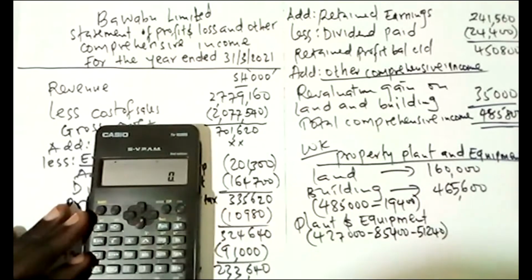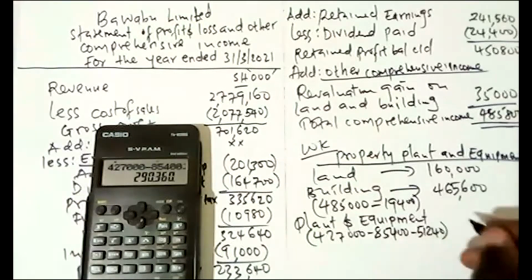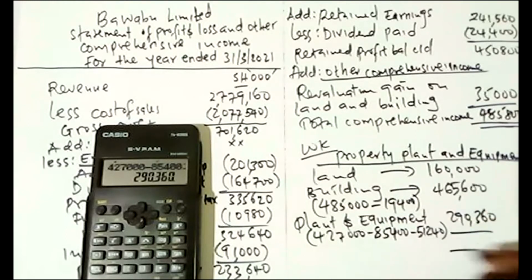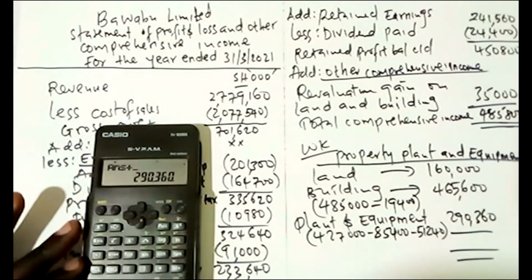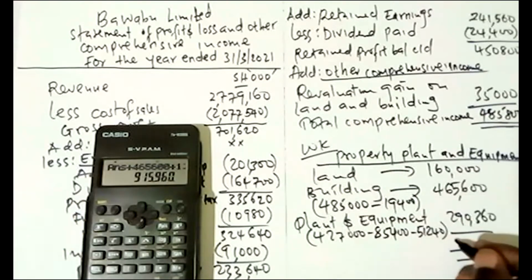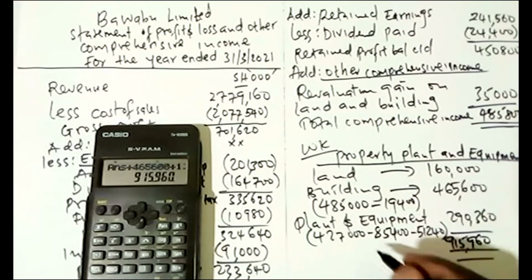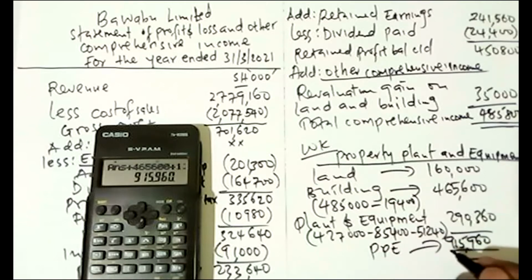So if I take 427,000 minus 85,400 minus 51,240, that is 290,360. So there is no other asset. So we can get the total: 465,600 plus 160,000. So that is 915,960. So that is now the property, plant, and equipment, the total PPE. So that is what we record under the non-current assets.